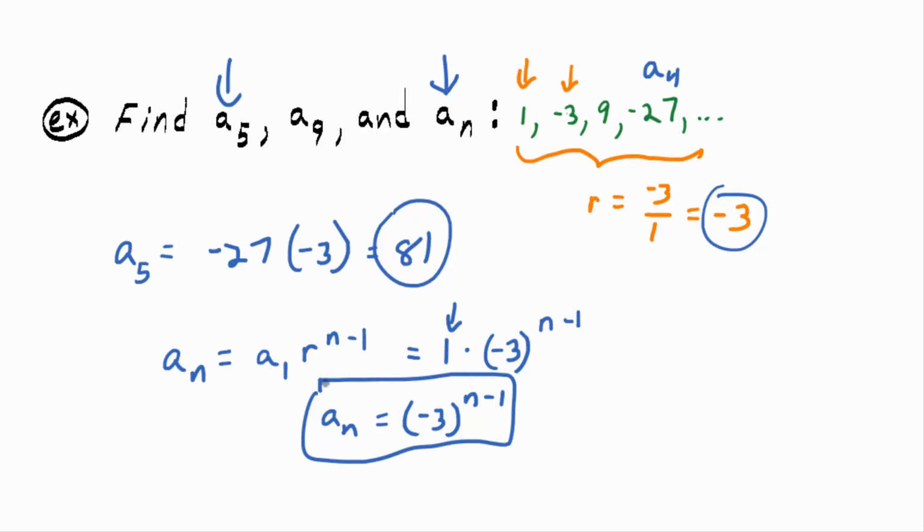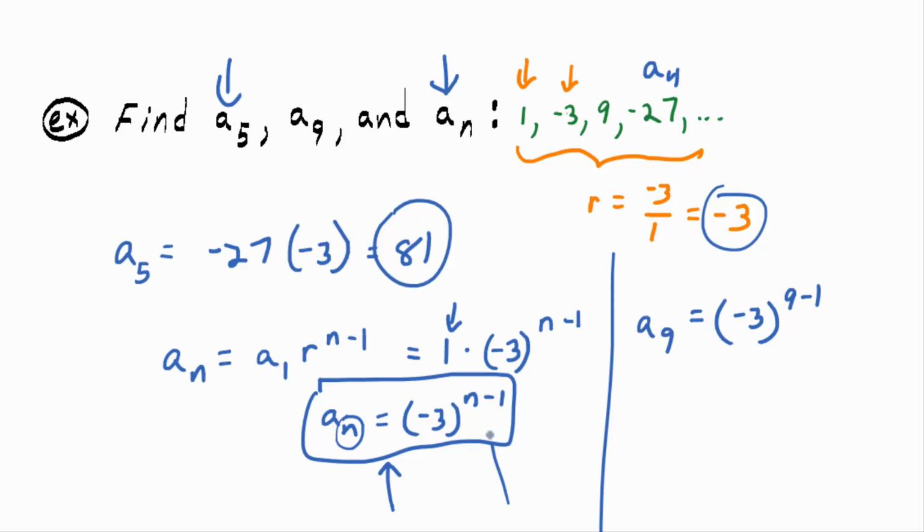So that's the nth term formula. So we've got 2 out of the 3 things we were asked to find. And then we also wanted A9, right? So A9, using the nth term formula, plugging in 9 for n, A9 would be negative 3 to the, well, it's 9 minus, let me go ahead and show the work. It's 9 minus 1, which gives you 8, right? Because you're plugging in the 9 right there. So you're right, though. It'd be negative 3 to the 8th power.